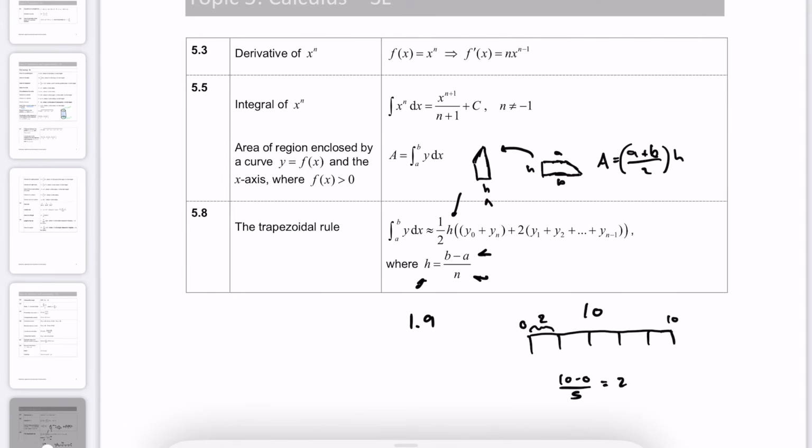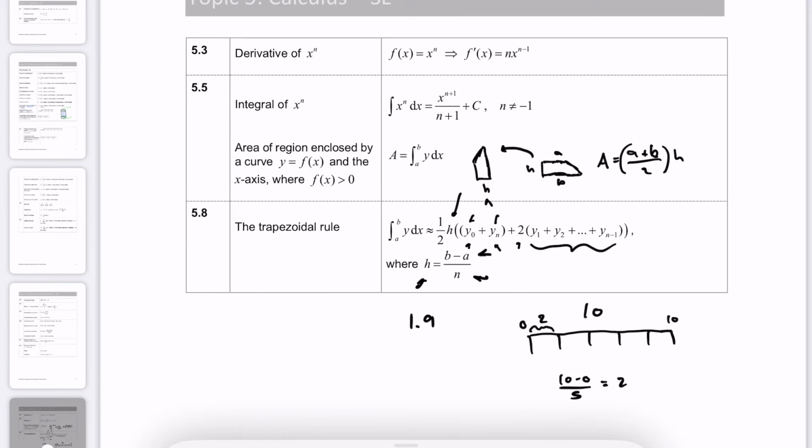After that, it's y naught plus yn. This just refers to the height or the depth at a given point. In this case, it's the initial point and the last point. And then after that, we want to take 2 times the sum of all of those intermediate heights or depths. And we'll see what this looks like in practice as we work through this.